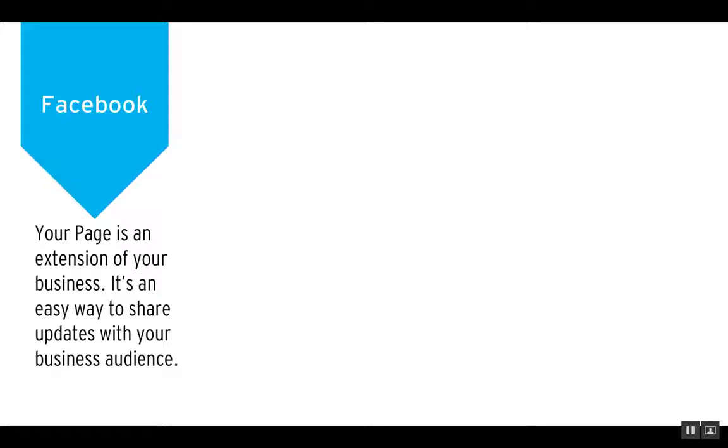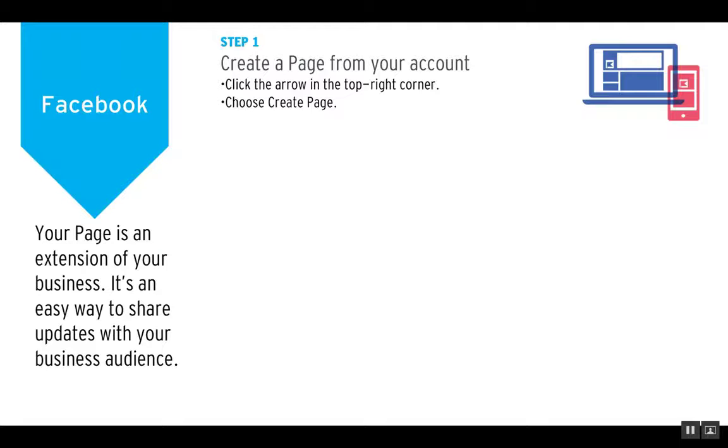Now first, we're going to talk about Facebook and how you can quickly set that up. Think of Facebook as a page or as an extension of your business. It's an easy way to share updates with your business audience. To create a page from your Facebook account, it's really quite simple. You just need to click on the arrow in the top right-hand corner and choose Create Page. You need to have a Facebook account in order to set up a Facebook page. You can't have one without the other.